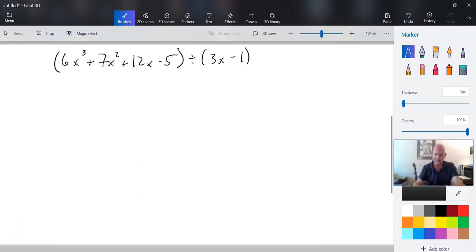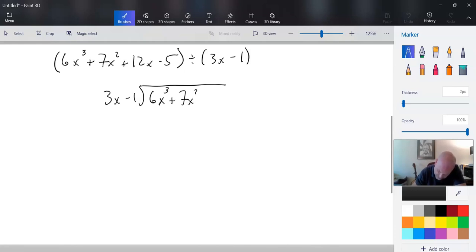Okay, I'm assuming you've paused it. So let's go ahead and take a look at the division. So let's see, we got 3x minus 1, and that's going to be 6x cubed plus 7x squared plus 12x minus 5. Okay, and then we're going to go ahead and work this thing out now. So again, we concern ourselves with the first terms here. So 3x times what gives me 6x cubed? We need a 2, and then I need an x squared in there.